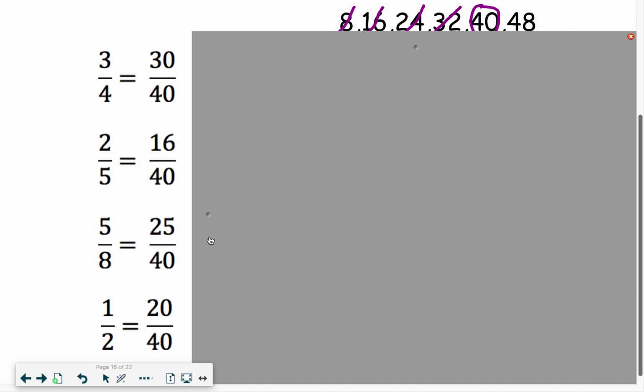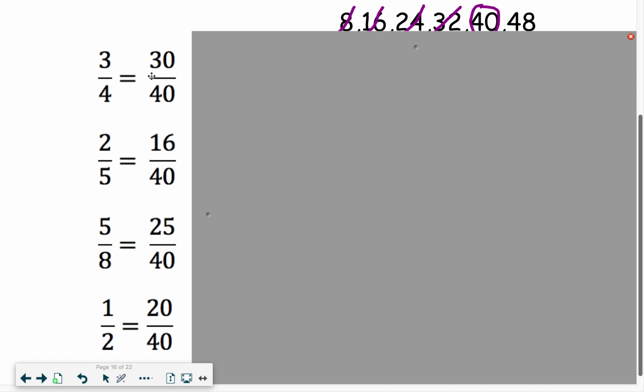And then you can say the smallest fraction is 2/5, and then a half, and then 5/8, and then 3/4. And you're done. However, some of you are probably thinking, Mrs. Schultz, I didn't like doing it that way. I like changing them to decimals. If you like to change them to decimals, change them to decimals.